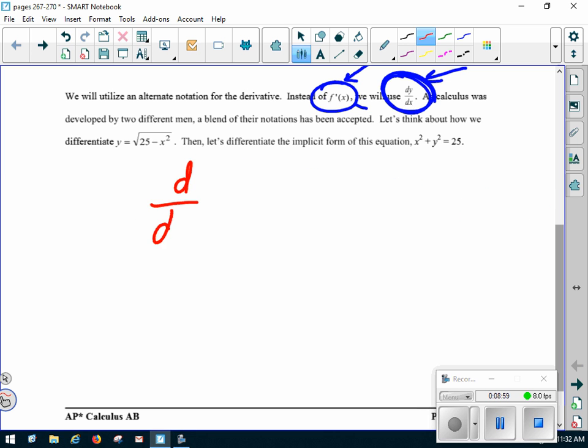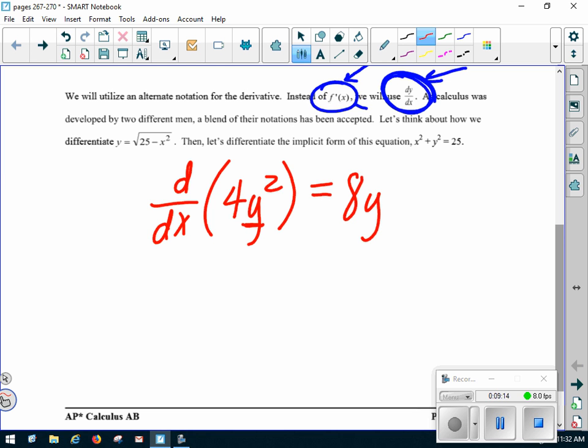So look, the derivative with respect to x of 4y squared. What's the derivative of 4y squared? 8y. But I'm taking the derivative of some different variable. So I have to take the derivative of that variable with respect to x. Well, the derivative of y with respect to x is just dy/dx. So the derivative of 4y squared would be 8y dy/dx.